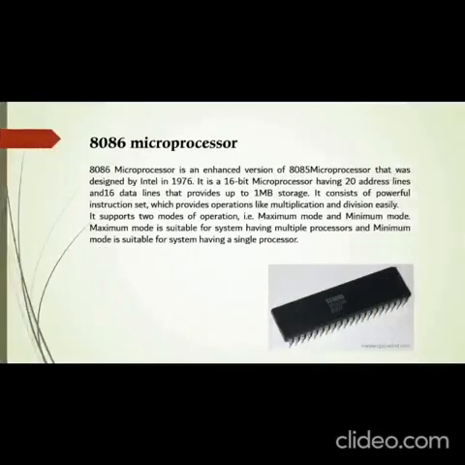8086 microprocessor. The 8086 microprocessor is an enhanced version of the 8085 microprocessor that was designed by Intel in 1976. It is a 16-bit microprocessor having 20 address lines and 16 data lines that provides up to 1 MB storage. It consists of a powerful instruction set which provides operations like multiplication and division easily. It supports two modes of operation, that is maximum mode and minimum mode. Maximum mode is suitable for systems having multiple processors and minimum mode is suitable for systems having a single processor.